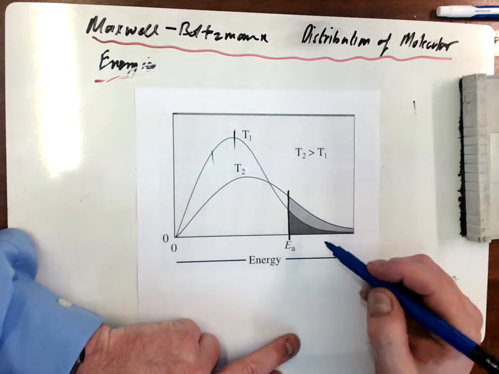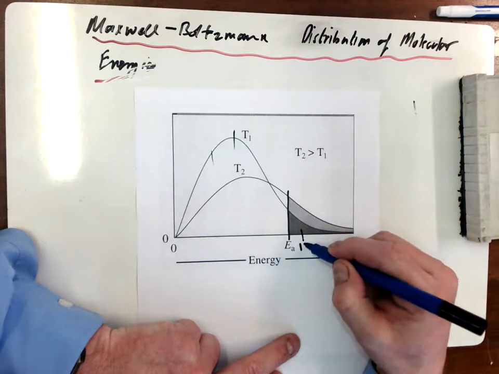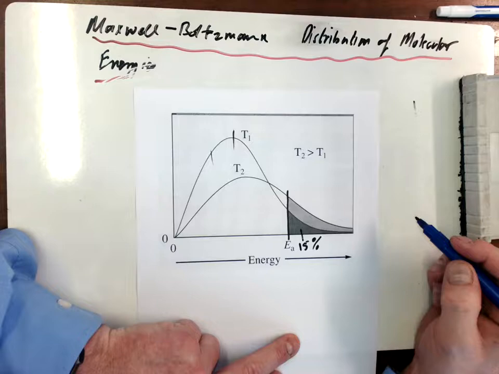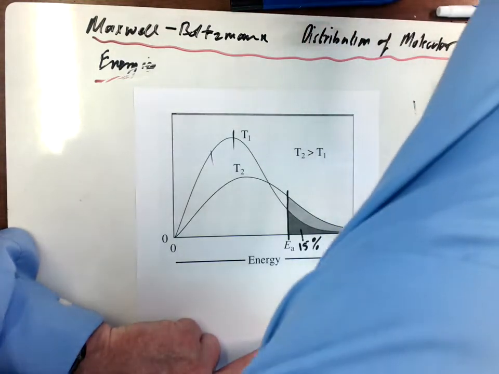So if I was to say to you, what's the percentage of particles in T1 with the activation energy, hopefully you'd say, it looks to me off my eye about 15%. If I increase the temperature, then how does this graph change? This is the first thing we need to do.